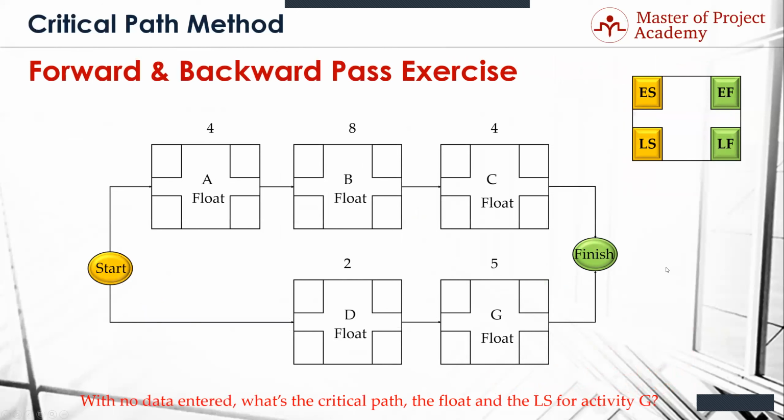Now, before we do that, we're going to do just what we did before. With no data entered, what's the critical path? What's the duration? What's the float? And I'm going to ask you, what's the ES and LS for activity G? Can you tell me all those pieces of information?